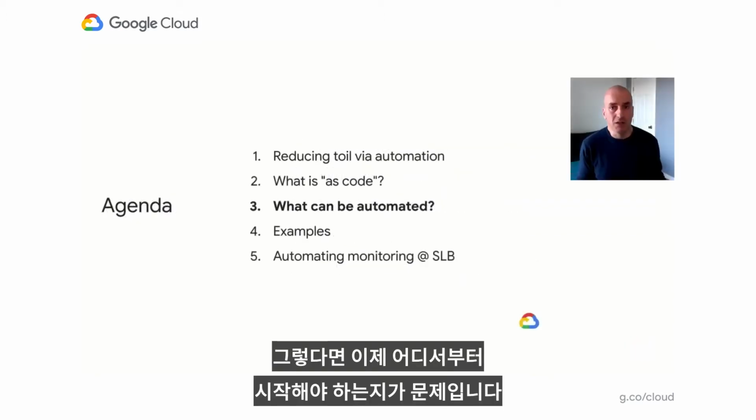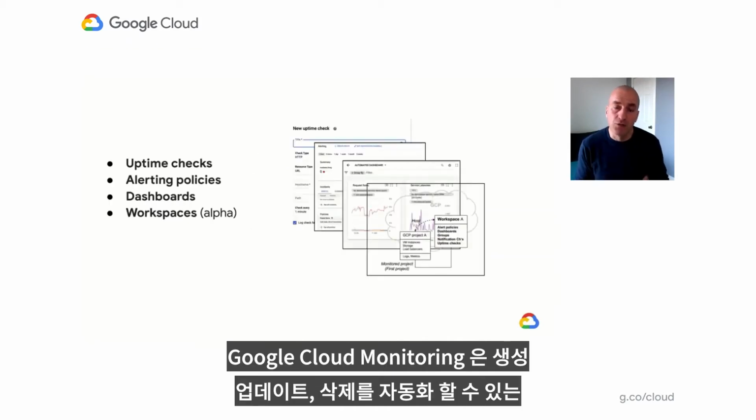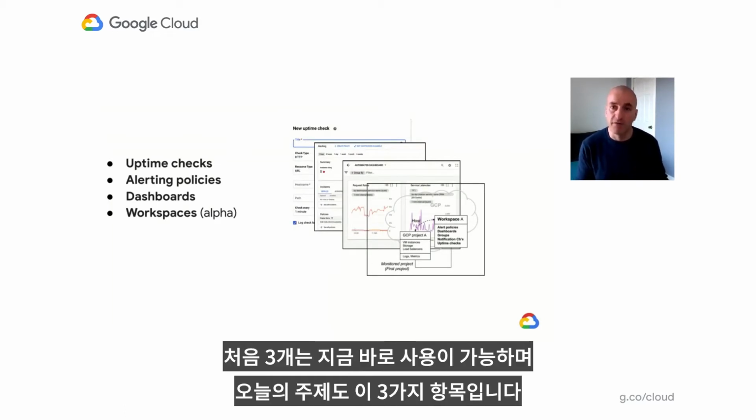The next logical question is, okay, how should we get started? What can we actually automate? So in Google Cloud Monitoring, there are 4 primary entities whose creation, updates, and deletions can be automated. The first 3 are available today, and that's where most of our focus will be.